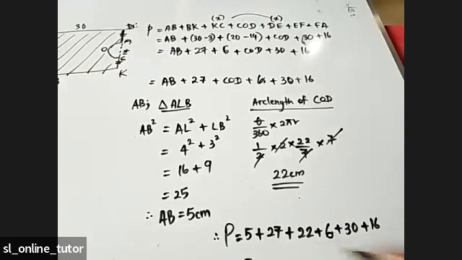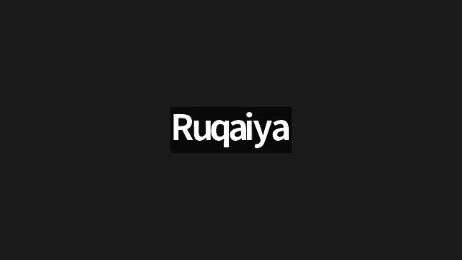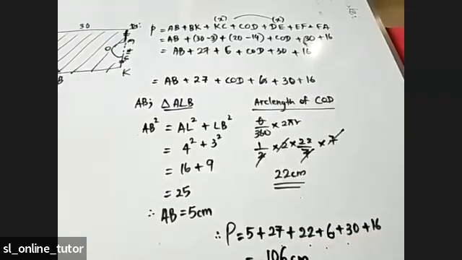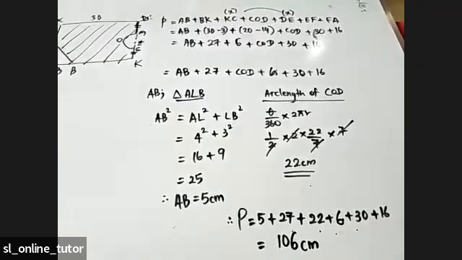84 for the whole thing. 5 plus 27, 22, 6, 30 and 16. 84 plus 22. Yeah. How much is that? 106 centimeter. Check whether you got 106 centimeter as a final answer.